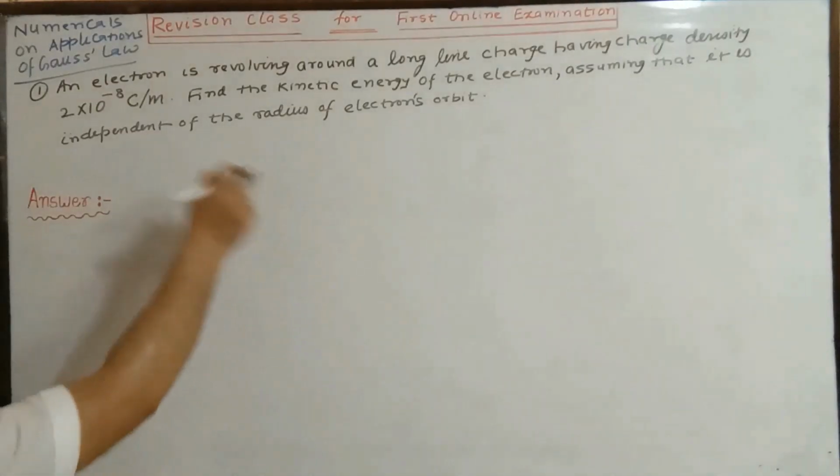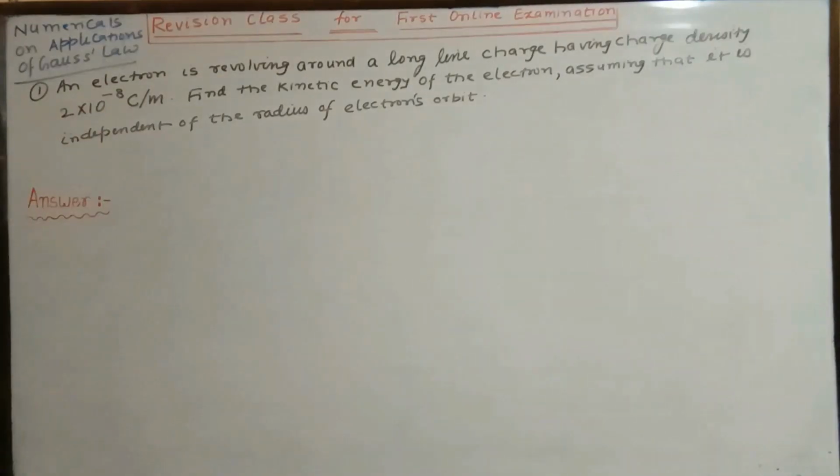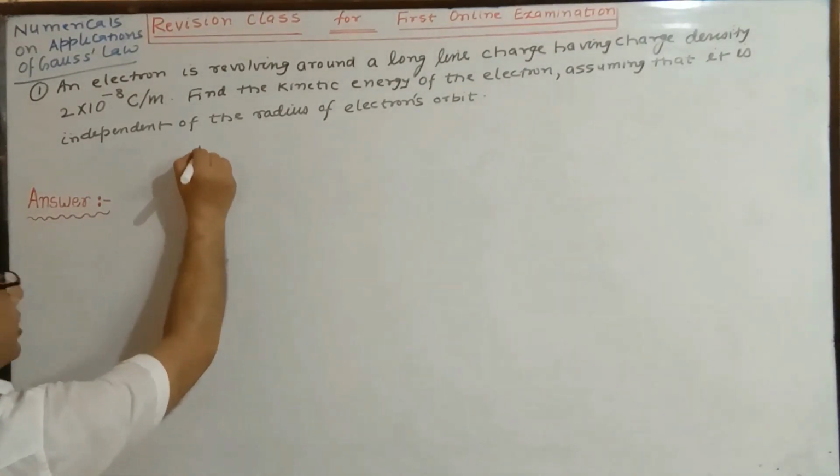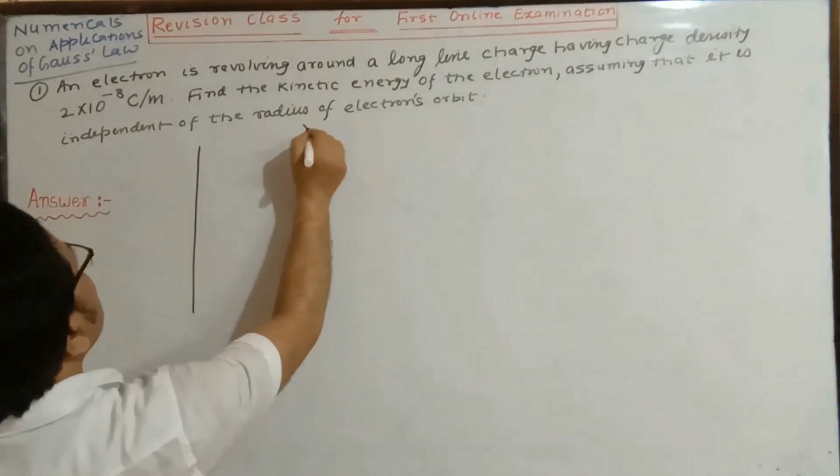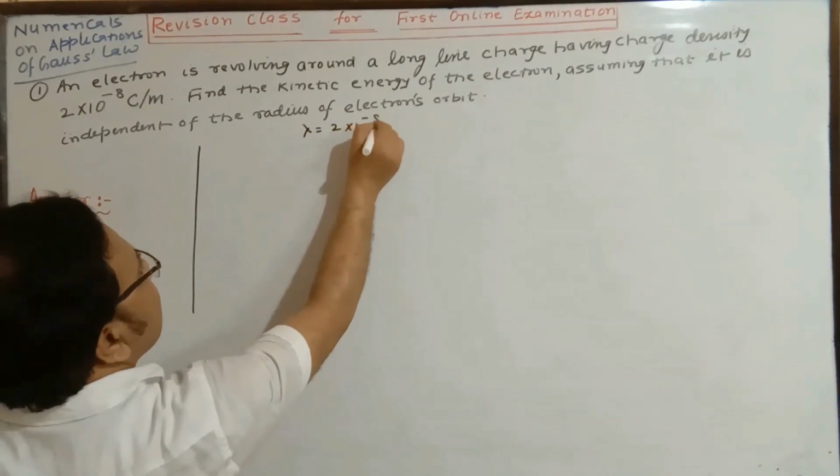Now, the next question on applications of Gauss's law, the first on line charge. An electron is revolving around a long line charge. Line charge is there, having charge density lambda given as 2 into 10 to the power minus 8 coulomb per meter.